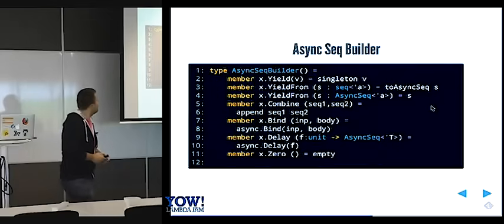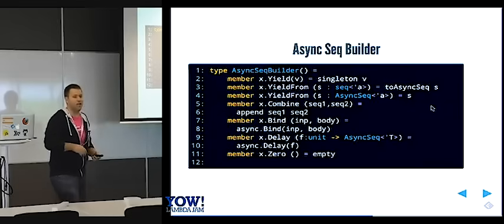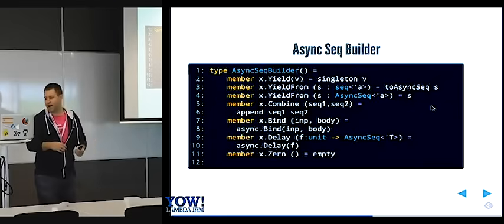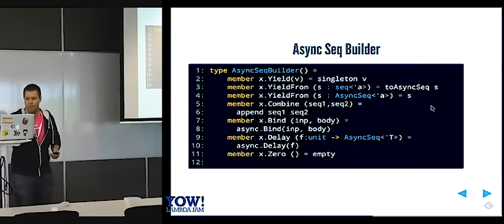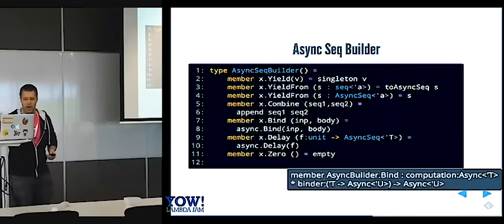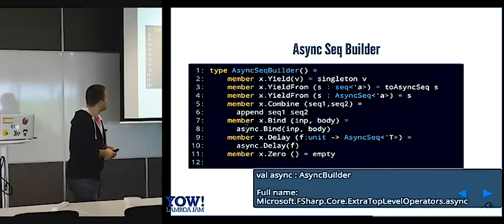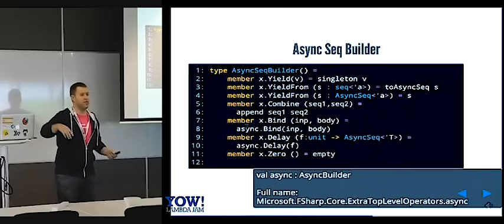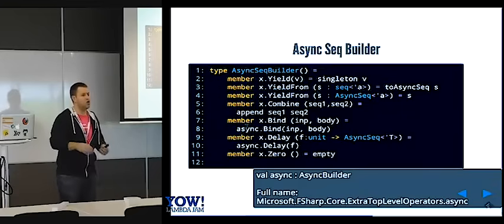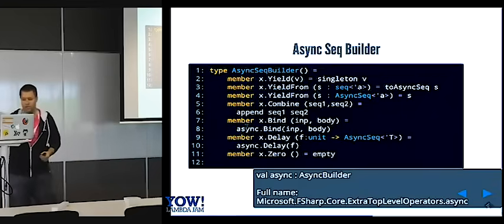Yeah, so method overloads maybe aren't always a good idea. It saved me some space on the next slide, so I've done an override so I can just yield! a sequence or an async sequence. Bind, you'll see here, is just referring to the normal async.bind. So what that means is that inside of our asynchronous sequence computation expression, I can use the let! syntax to just make an async call directly. And delay and zero are very straightforward.